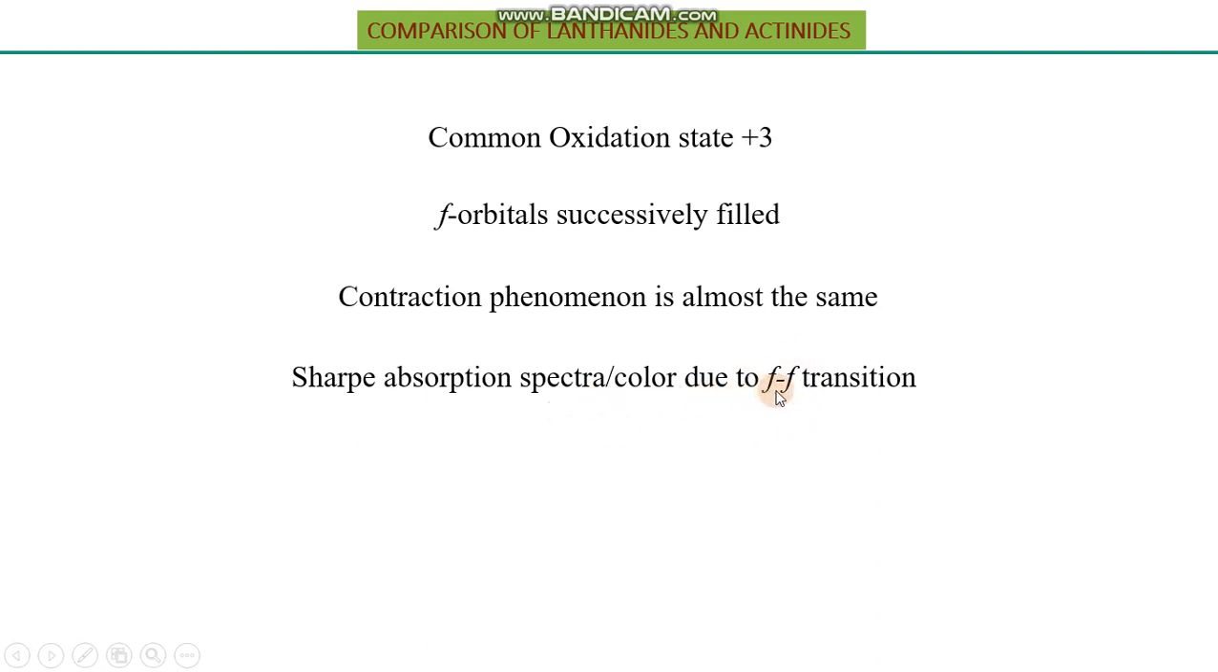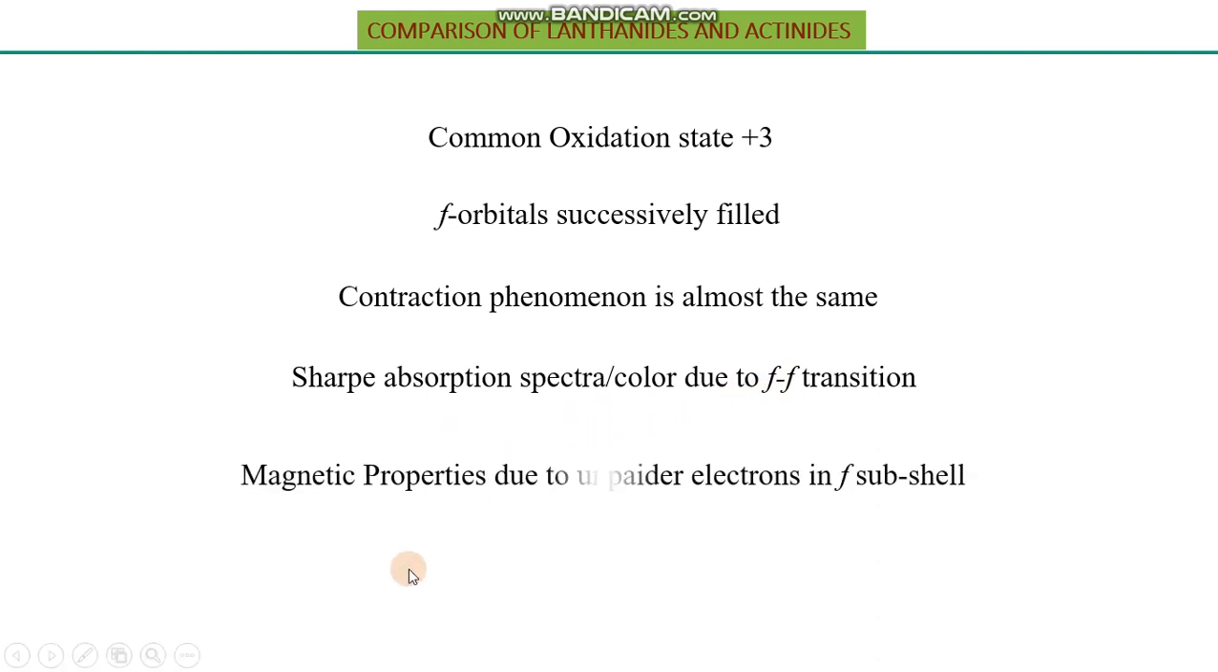So the color was actually imparted because of electronic excitation between two or more than two f levels at ordinary temperature in the range of UV visible spectra. So the color of complexes, or phenomena of color of complexes, was the same for both the series.